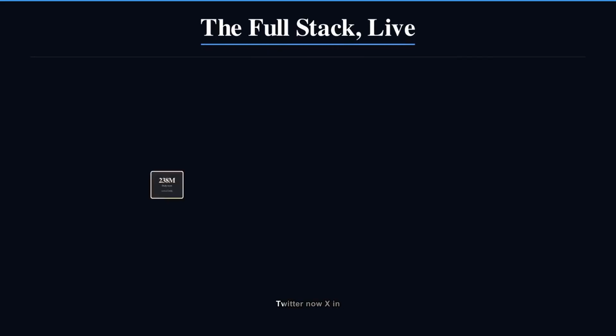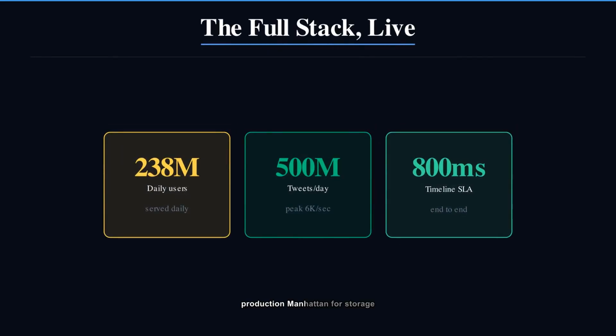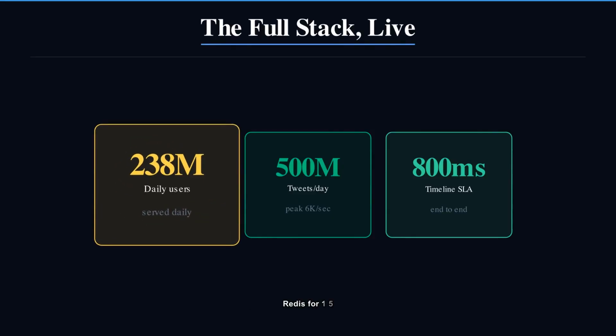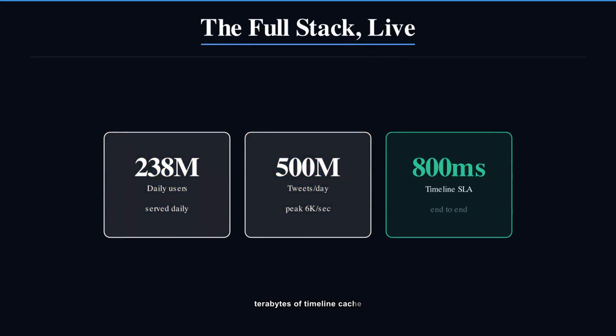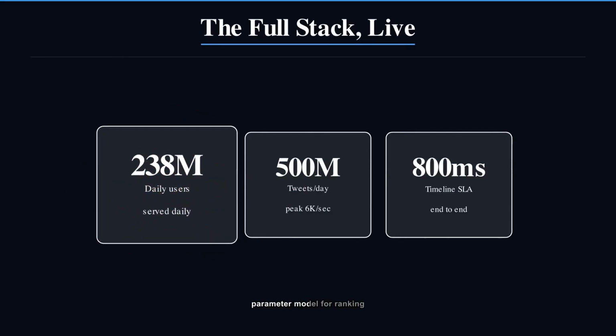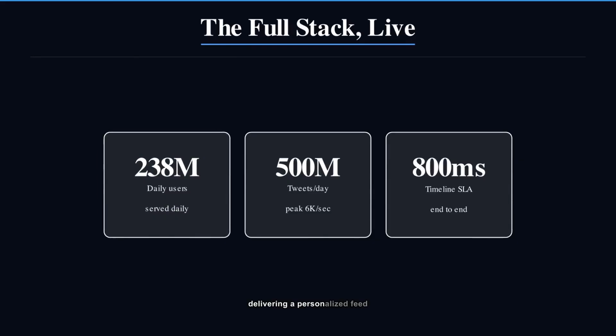This is the stack running Twitter, now X, in production. Manhattan for storage, Redis for 1.5 terabytes of timeline cache, Kafka for async delivery, and a 48 million parameter model for ranking, delivering a personalized feed to 238 million people in under 800 milliseconds.